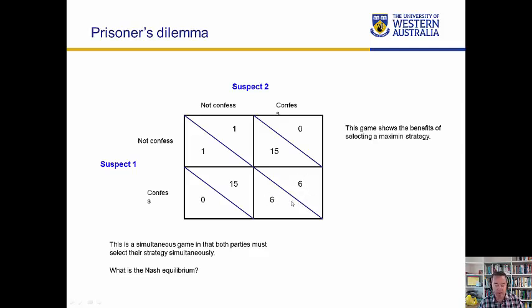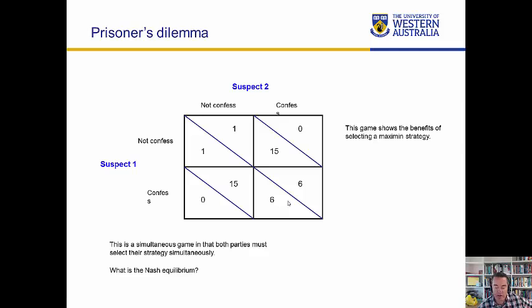So 6 and 6 is the solution to the game. Now, a Nash equilibrium is a situation where, or a part of the payoff matrix where no individual wants to change their strategy once they hit that point. So let's assume that we are in this 6-6, the confess-confess quadrant of this game. Then you've got to ask yourself, do either of these suspects have an incentive to change their strategy?